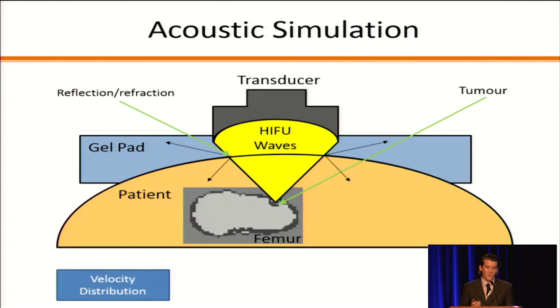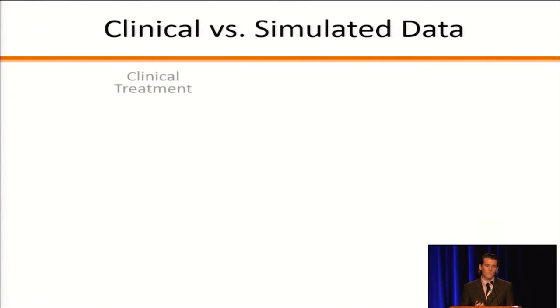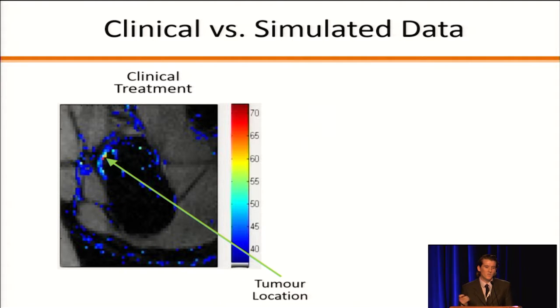So after we have this velocity distribution, another calculation is performed to find the pressure distribution. And then another calculation is performed to find the heat distribution. So this brings us to the thermal simulation component of the model.